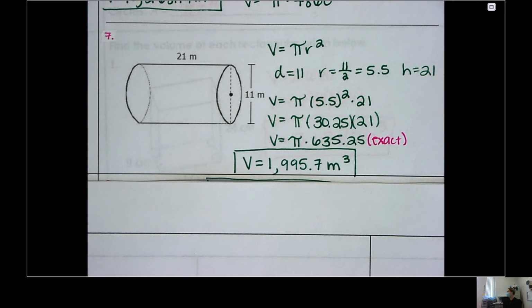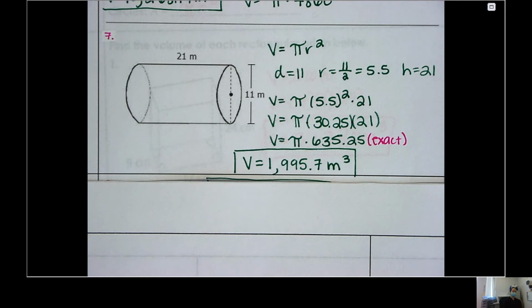All right, what questions can I answer? Still no questions, huh? I don't know that it's necessarily hard, but you have to be careful with which numbers you're plugging in. That's just the hardest part of it, making sure you've got everything marked correctly and you're using the right formula for each one.